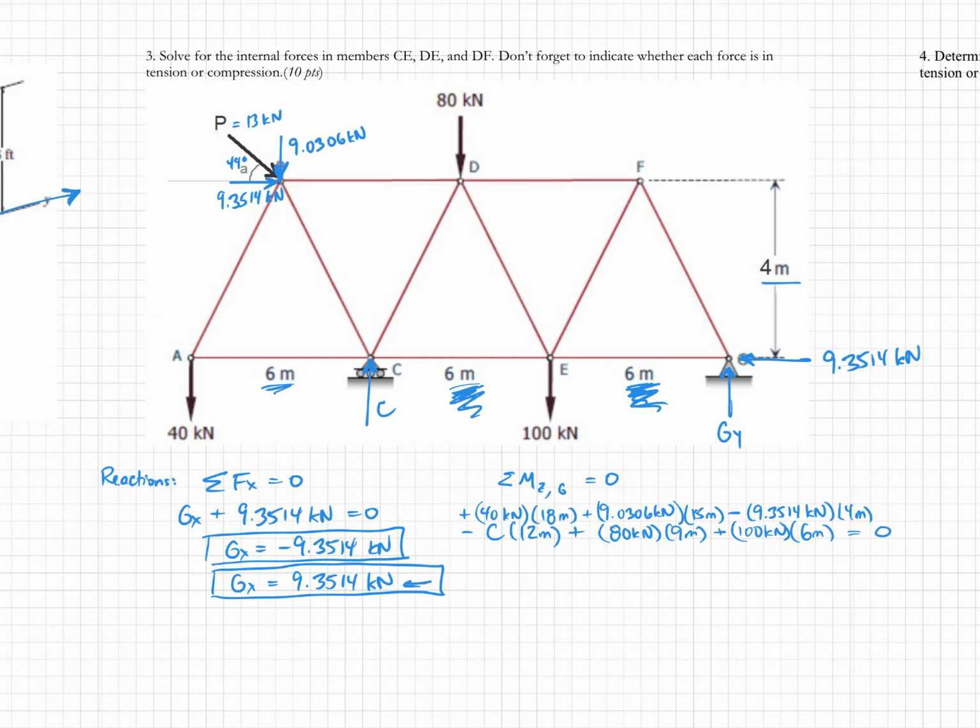And it looks like I have another small error that I'm going to have to come back and fix. But hopefully you guys are not looking at that right now. I will remove it in a second. So 178.17 kilonewtons. Okay, that's C.